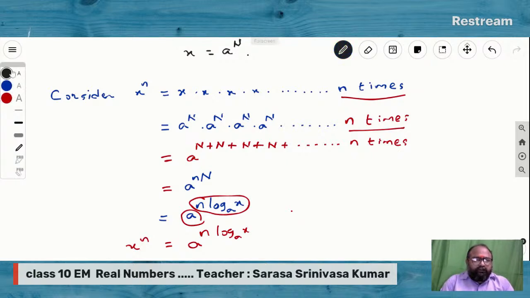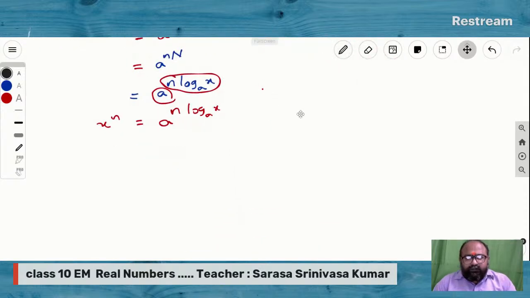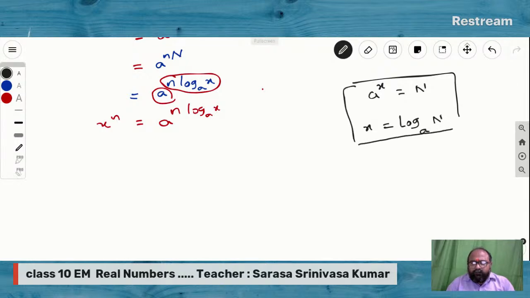Now we write the definition of logarithm. What is the definition of logarithm? If a power x equal to n, then x equal to log n base a. So this is the definition of logarithm.